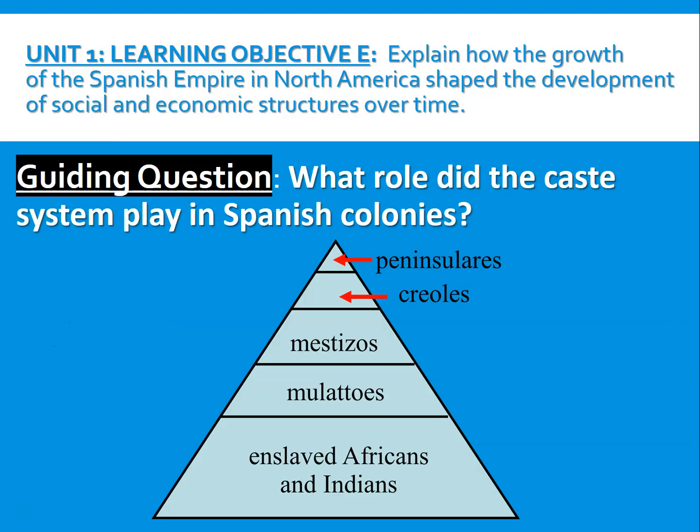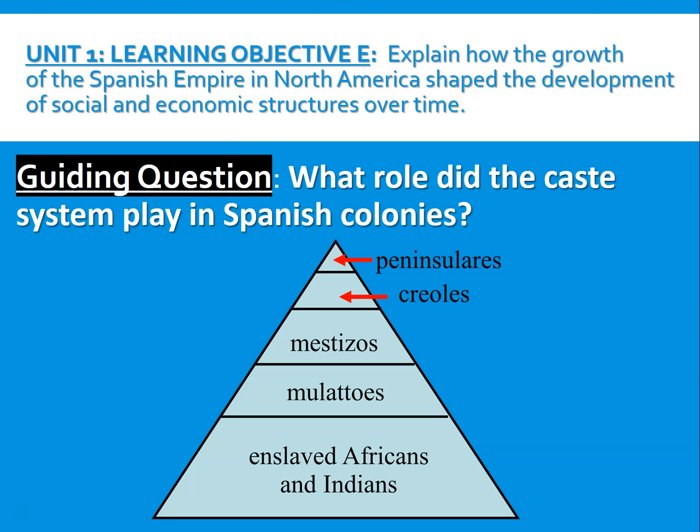At the very bottom would have been Africans and Native Americans. And because they're enslaved, they would have had virtually no rights or privileges in these colonies. So that's a quick look at the caste system. Again, our guiding question is, what role did that system play in Spanish colonies? And I think it's pretty obvious.